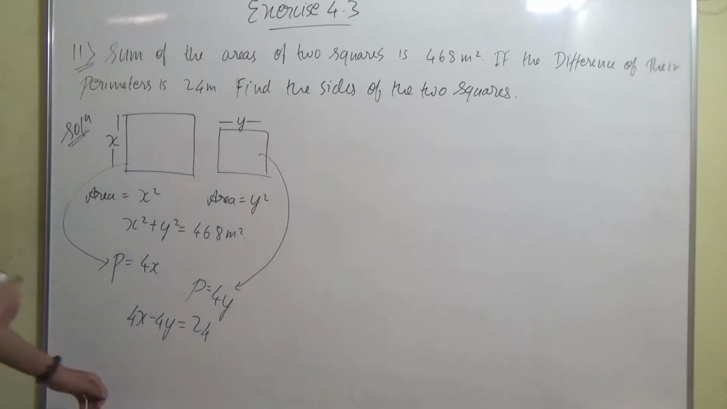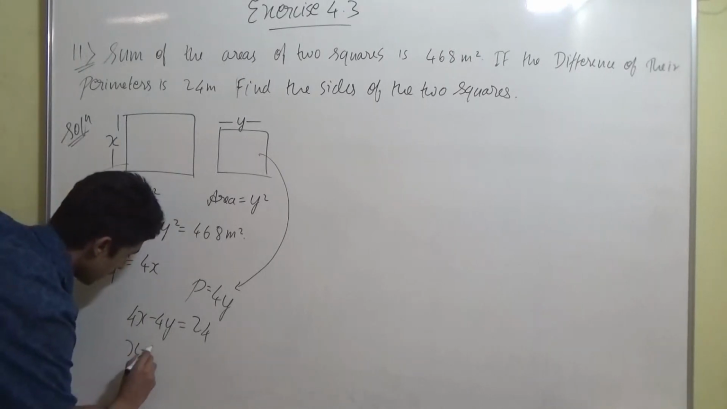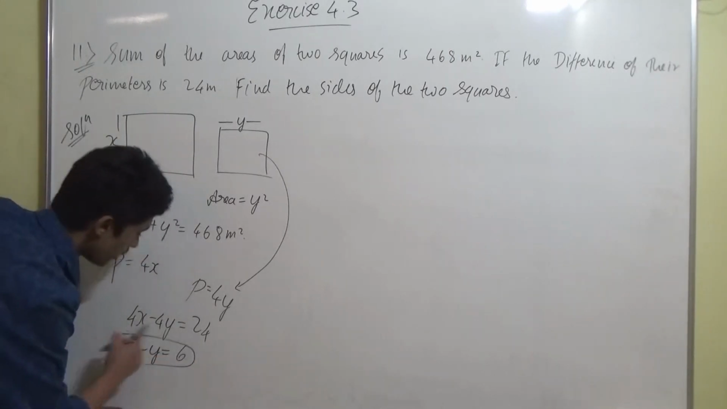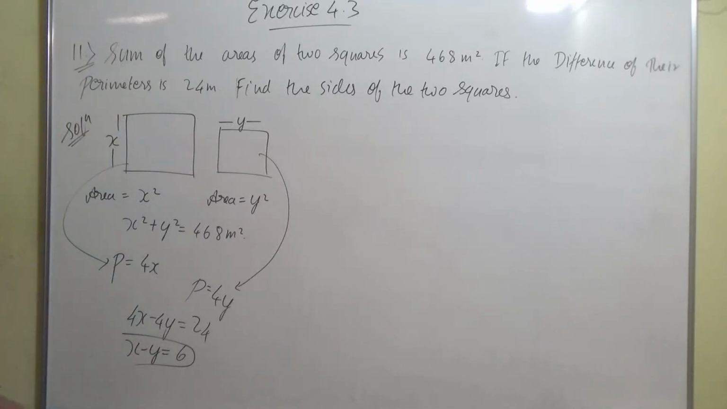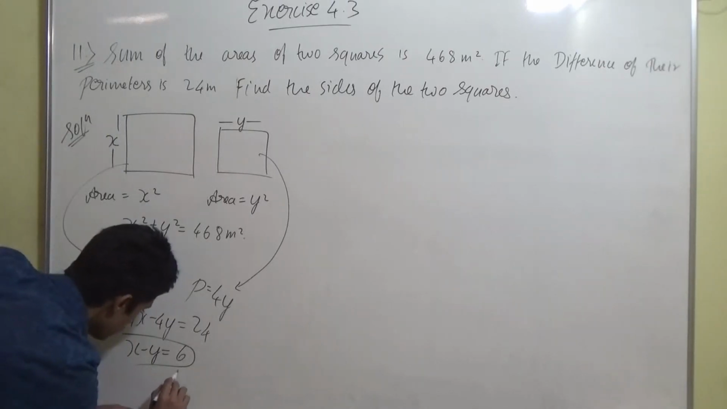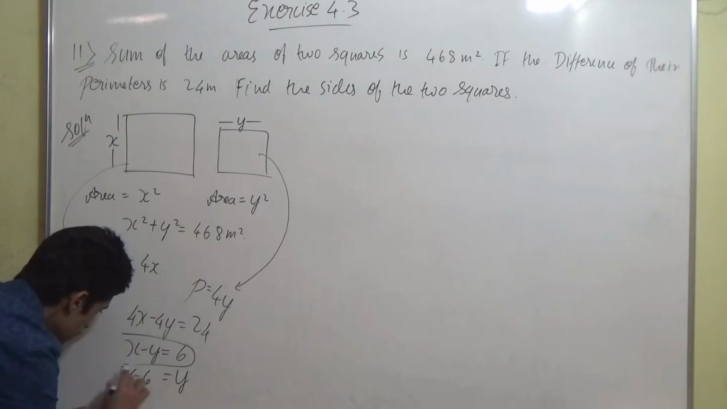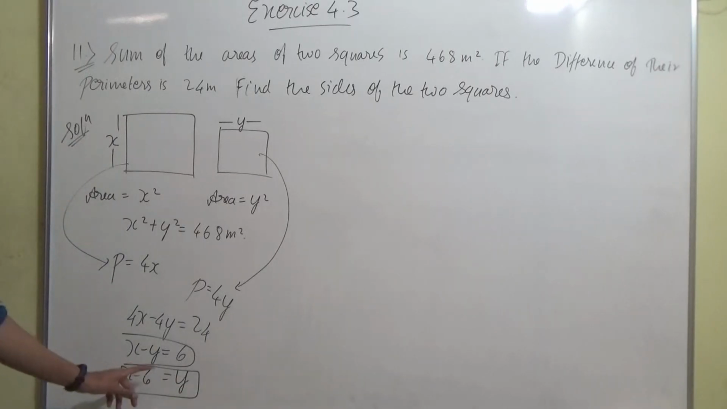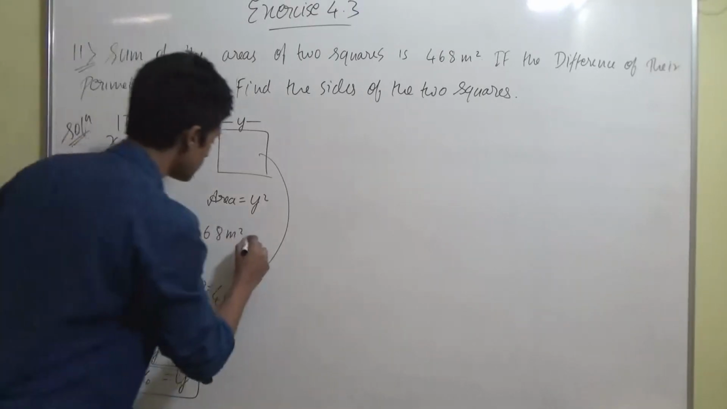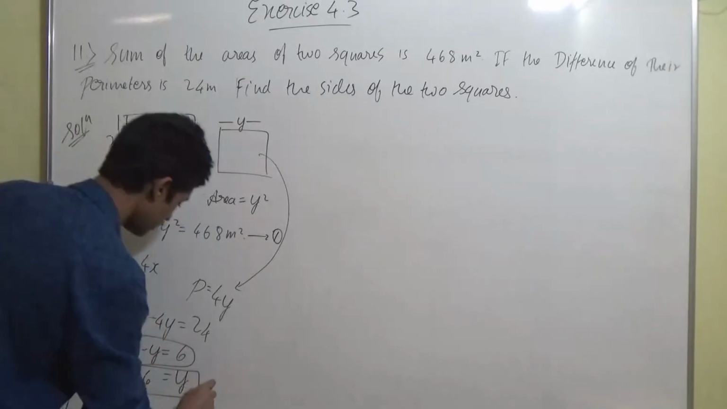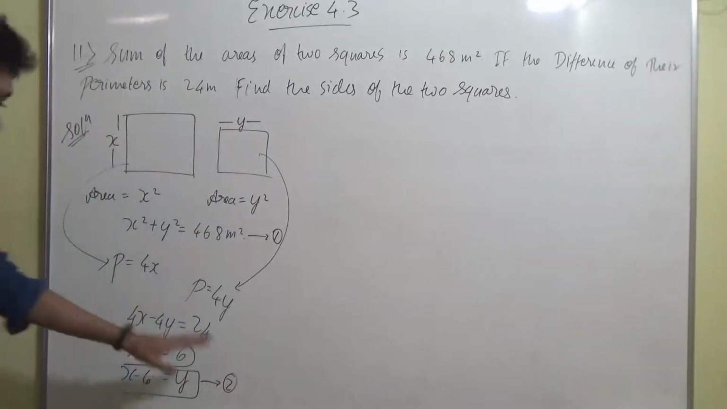Getting it, guys? Let us divide all the terms of this equation by 4. Then it will become x minus y equal to 6. Now what will y be equal to? If you take y to the RHS and bring 6 to the LHS, y will become x minus 6. This value of y, x minus 6, I'll substitute in the other equation. Let's consider this as equation 1 and this one as equation 2. So we will substitute equation 2 in equation 1.